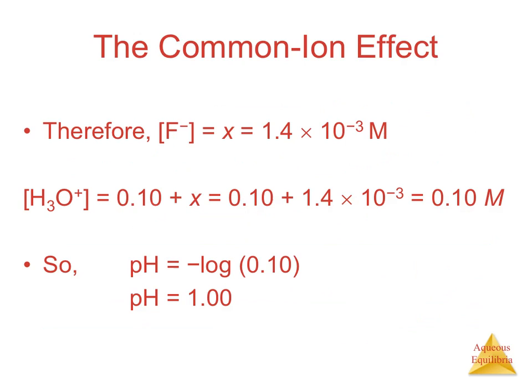I could also calculate my acid concentration. I could see when I add this amount to the 0.1 that I started with, it doesn't really do anything. It stays at 0.1. Adding this amount to it is insignificant, and it doesn't change it. I could actually calculate the pH by taking the negative log of that acid concentration, and the pH is going to be 1.00.